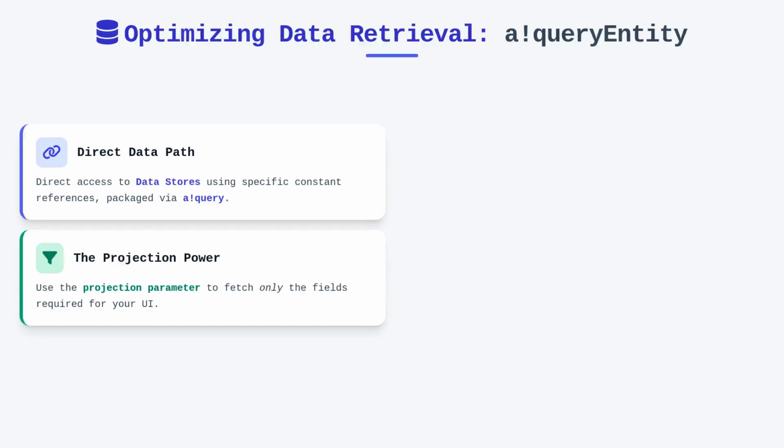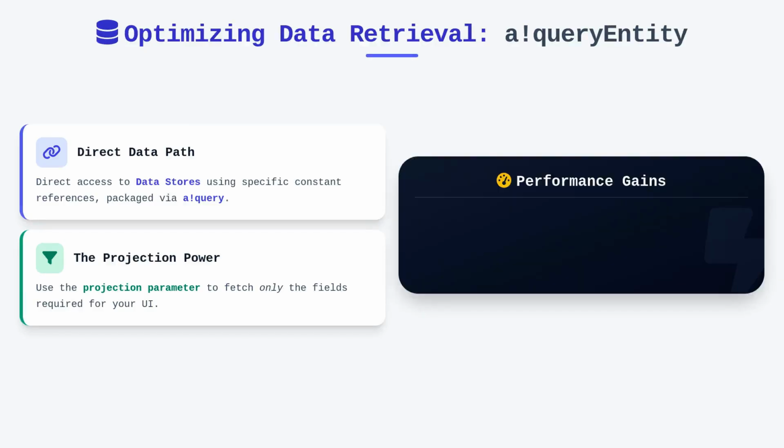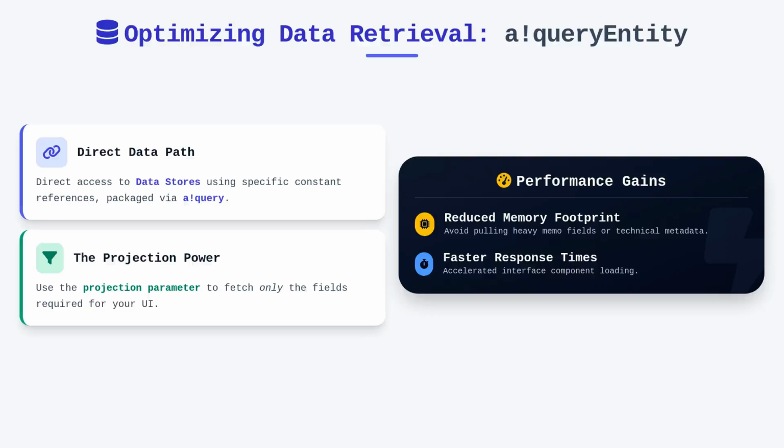The beauty of this approach lies in the projection parameter, which allows you to specify exactly which fields you need to fetch. If you're populating a grid that only shows customer names and contact numbers, there is no reason to pull the full row object, including long memo fields or technical metadata. By projecting only the relevant fields, you reduce the memory footprint of your expression and effectively decrease the response time of your interface components.